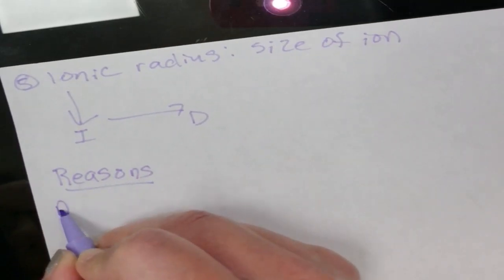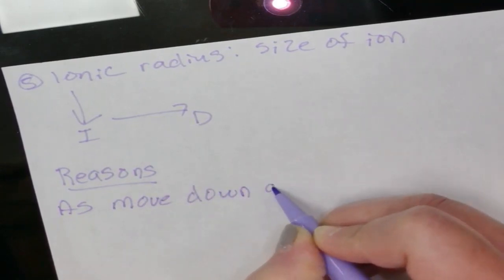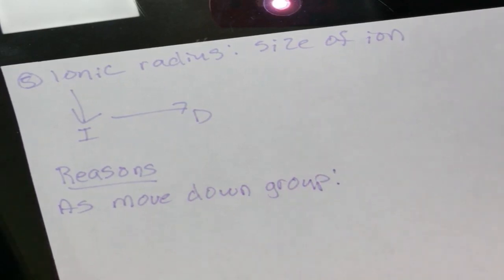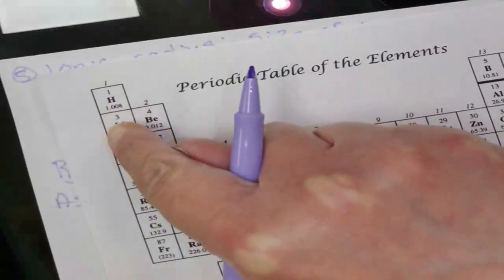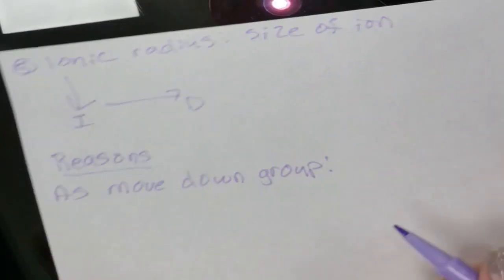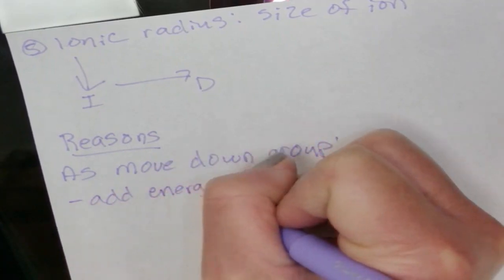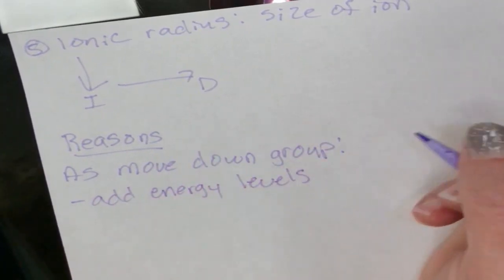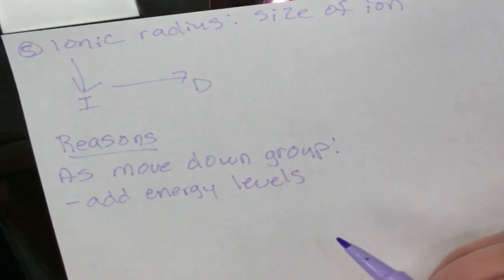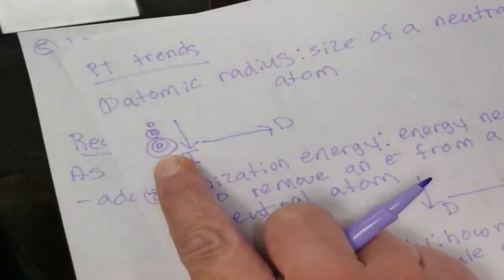All right, so as I move down a group, what is happening? I am adding energy levels. And when I add energy levels, that brings those electrons further away from the nucleus. The more energy levels there are, the further these electrons get from the nucleus.